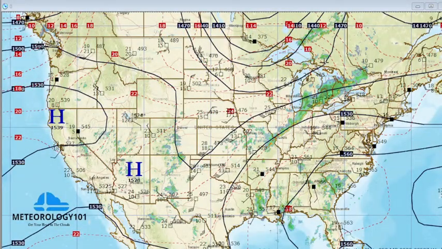So if we look at this one, right here's a tight thermal gradient. So if we look at that, where these isotherms are crossing the isobars, the closer together they are, the tighter the thermal gradient. The further apart they are, the weaker the thermal gradient. I may have a picture on the next slide.